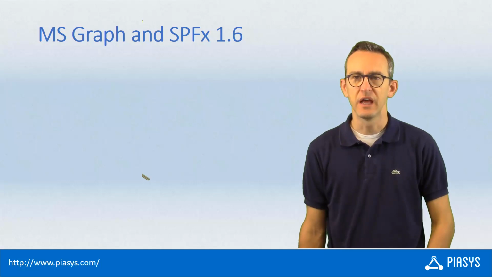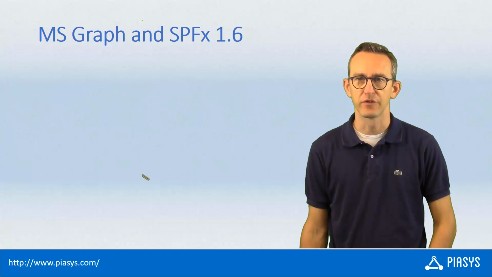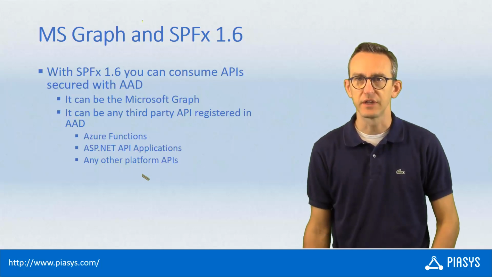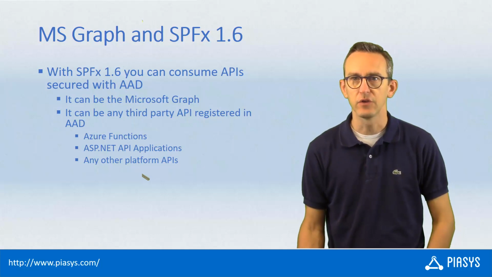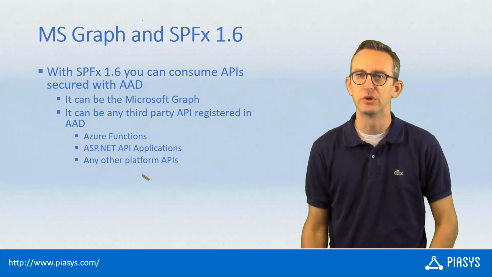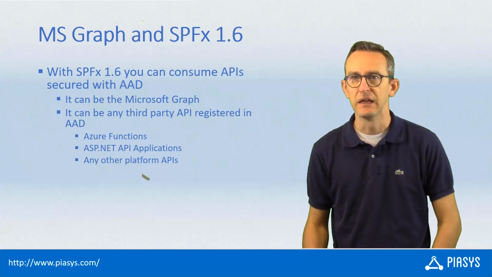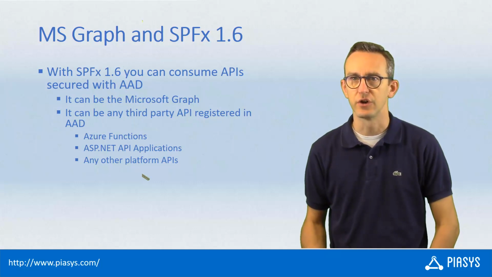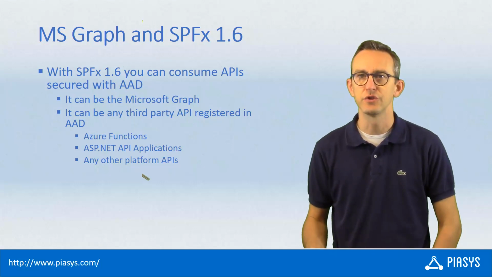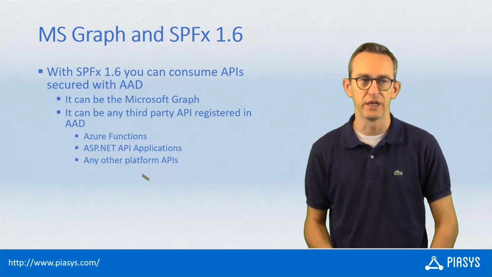This week we will see how to use the SharePoint Framework 1.6 to consume the Microsoft Graph APIs. In fact, starting from version 1.6 of the SharePoint Framework, you can consume any API secured in Azure AD. So the Microsoft Graph or any third-party API registered in Azure AD, like for example an ASP.NET API, an Azure Function, or any other solution developed with any development platform as long as you register it in Azure AD.